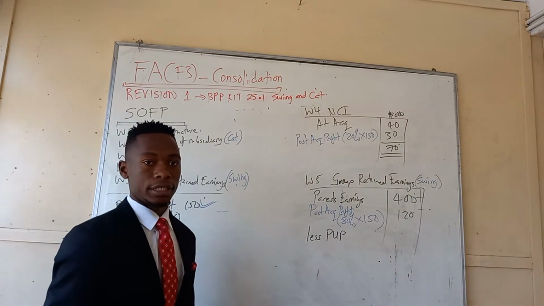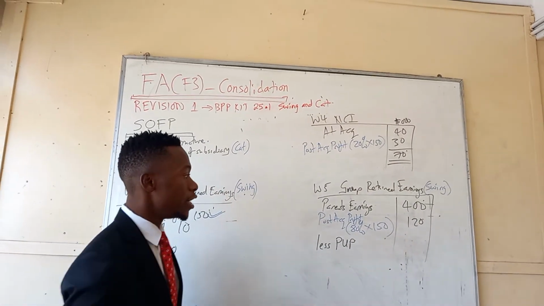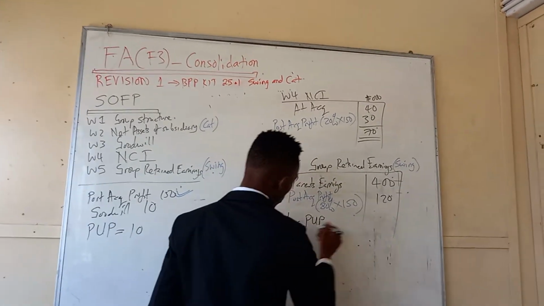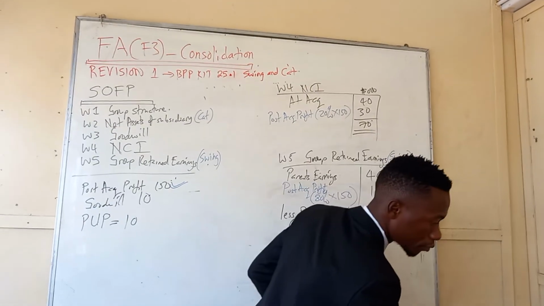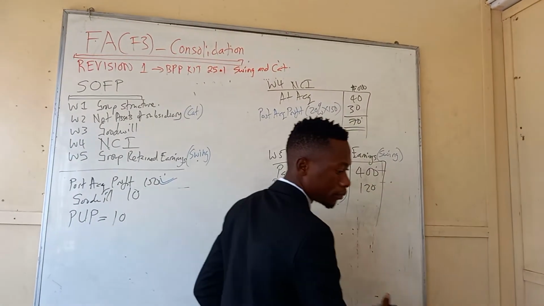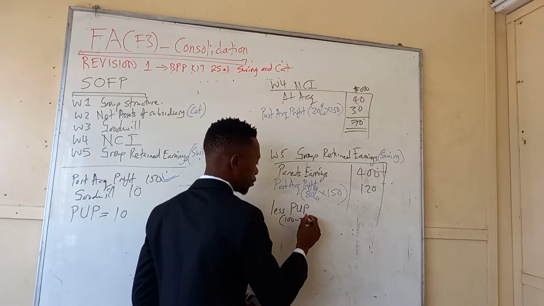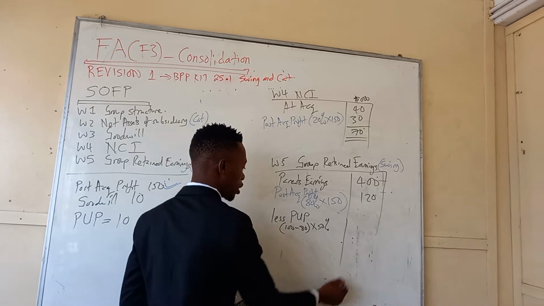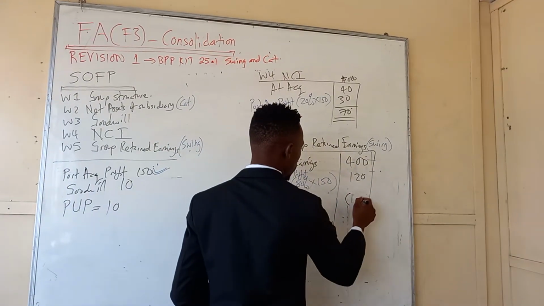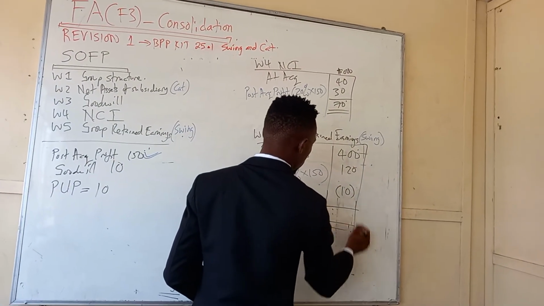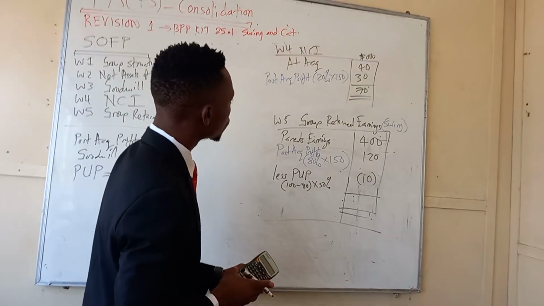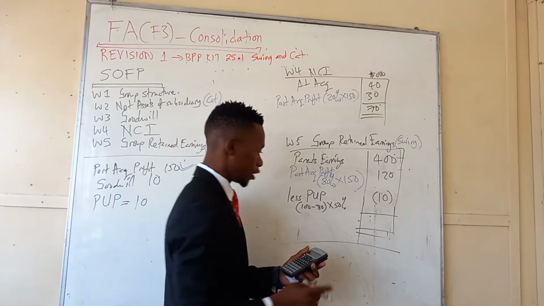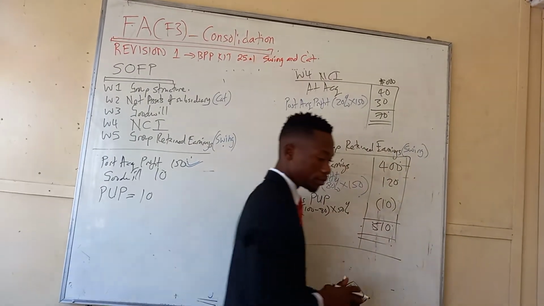Why are we deducting the provision for unrealized profit in working 5? It is because the parent was the seller, right? Or we can just calculate it here. We've calculated it before, and we say 100 less 80. That was the profit, and the percentage that was in stock, that was 50. So you less your PAP 10, then you close off. You sum up, and you get 510.